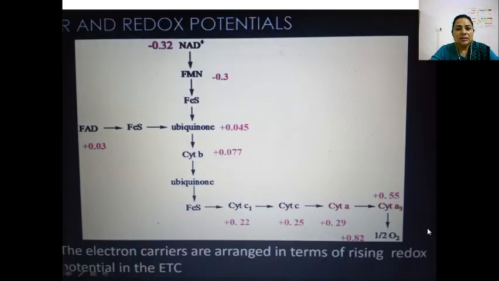Now, this is the representation of the electron transport chain, and it is showing that the electron carriers are arranged in terms of rising redox potential.